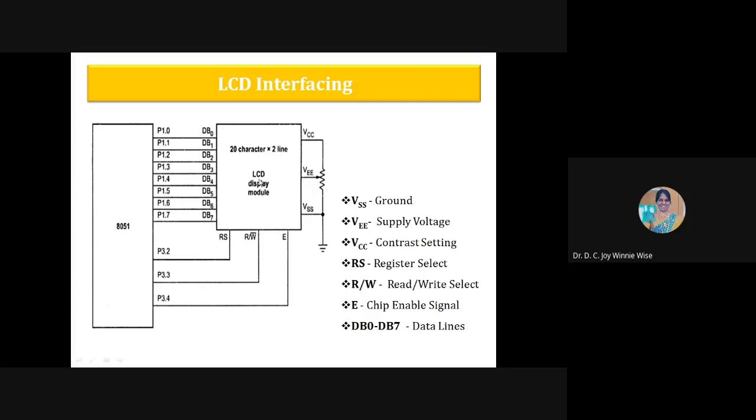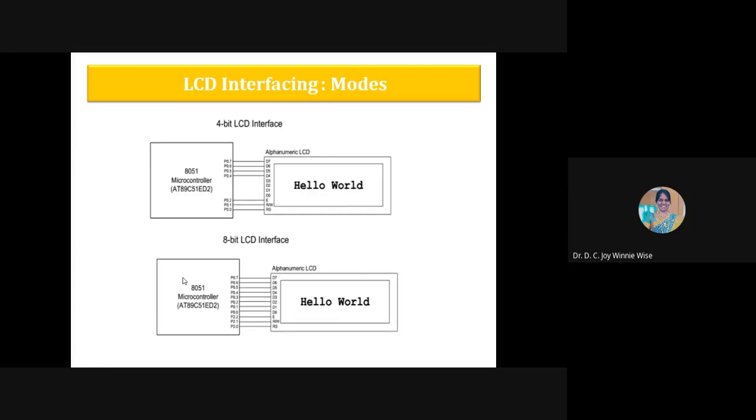Here we have connected the LCD display to port 1. RS is the register select signal, which is connected to P3.2, the read and write signal is connected to P3.3, and E is the enable signal, which is connected to P3.4. So these are the control signals. As I said, port 3 can be used to represent the control signals. There are two modes of operation in which the LCD can be interfaced, 4-bit mode and 8-bit mode.